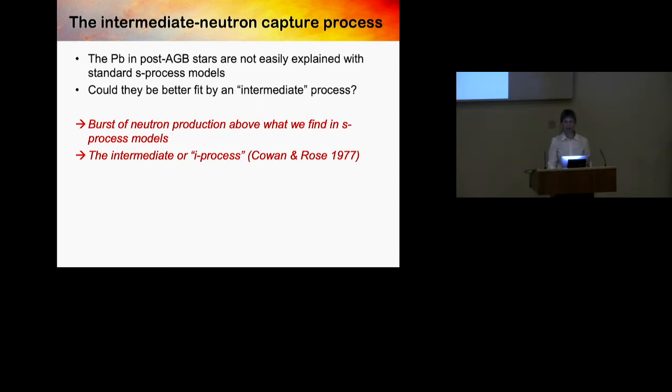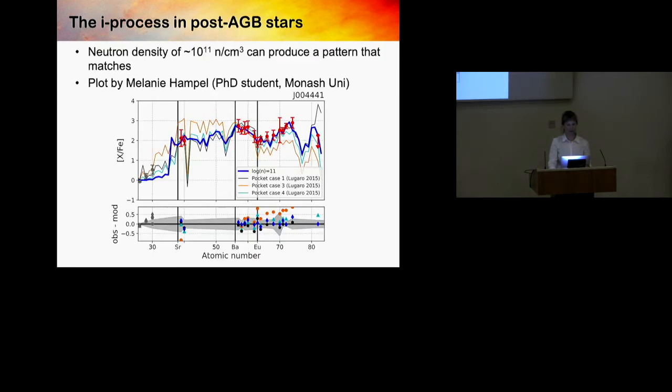So we think there might be a burst of neutron production above what we find in s process models in low mass AGB stars, in these low mass red giants. This was actually first coined in the 1970s, but was left alone for a long time until we started finding these anomalous observations and thought maybe it's better fit by what Cowan and Rose found in the 1970s. I have a PhD student who has run some nuclear network calculations, and she's looked at neutron densities a little bit higher, more like 10 to the 11 to 10 to the 15 neutrons per cubic centimetre. It's less than 10 to the 8 for the s process.